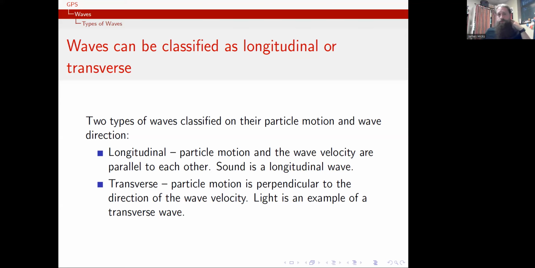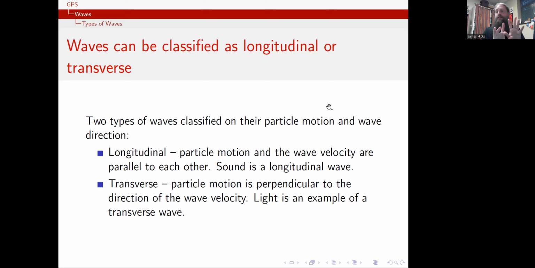That's a longitudinal wave. Kind of the opposite is a wave on a string, where the wave is moving that way, but the string is moving up and down. The material movement up and down is perpendicular to the direction that the wave moves. That's a transverse wave. Light waves are transverse waves. The wave on a string is a transverse wave.